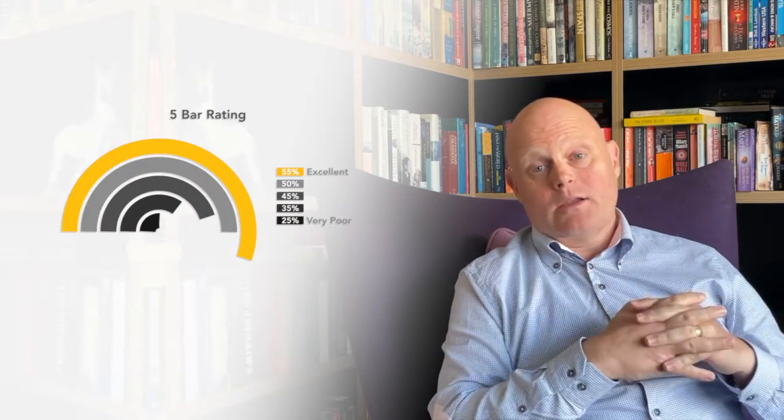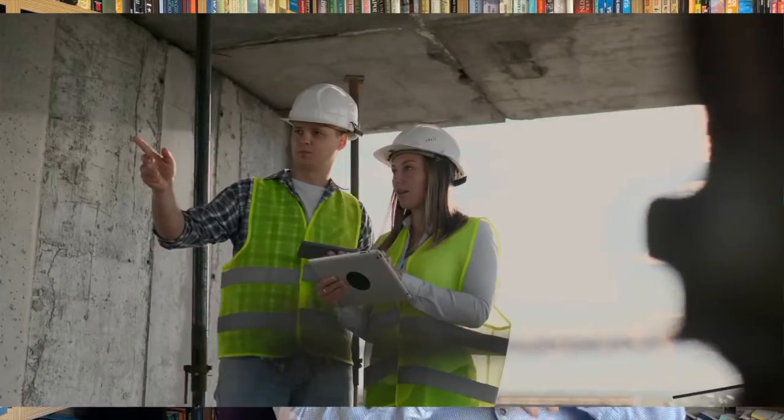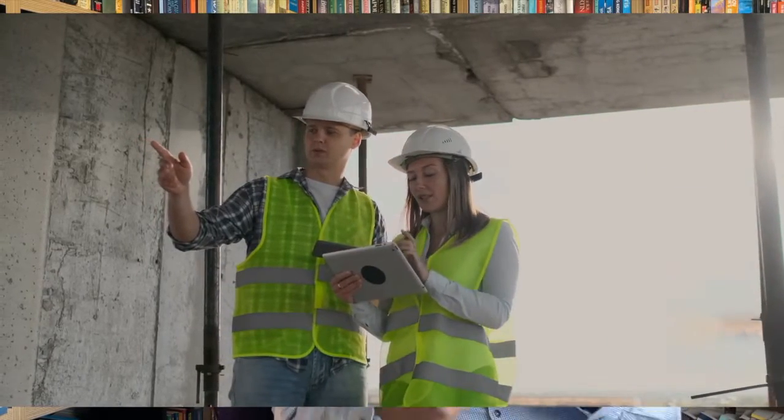Often we use a 5-bar rating, which goes from excellent through to very poor, and essentially we go back and tell the client this is where the building's at this point in time as far as condition. That can lead into life cycle, which we'll talk about in a separate episode. But what it means is it can be used as a document to talk around what we need to do next. What do we need to do as an owner to improve it?